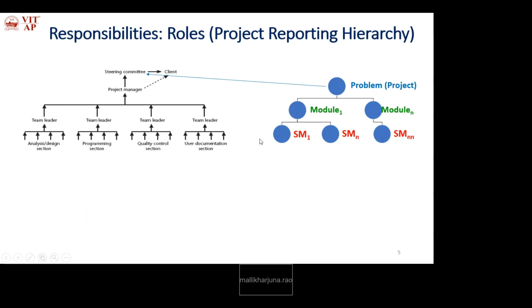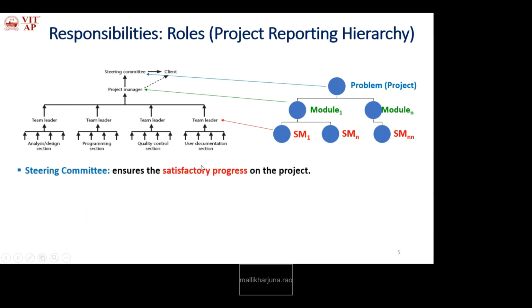Okay, project deliverables and monitoring controls. If any violation is there, the manager controls all these project products. And the team leaders monitor the various submodules, the lower level information, phase wise: analysis phase, design phase, development, testing, maintenance, and documentation. So the steering committee ensures satisfactory progress on the whole project.